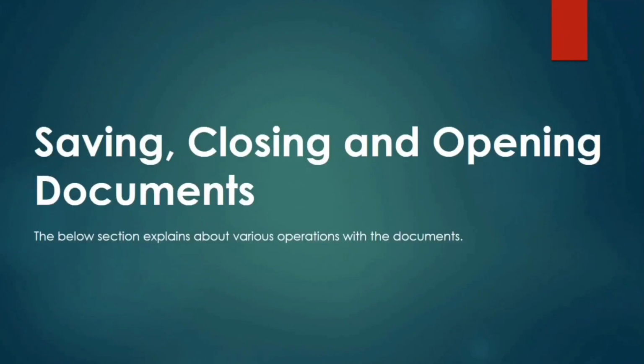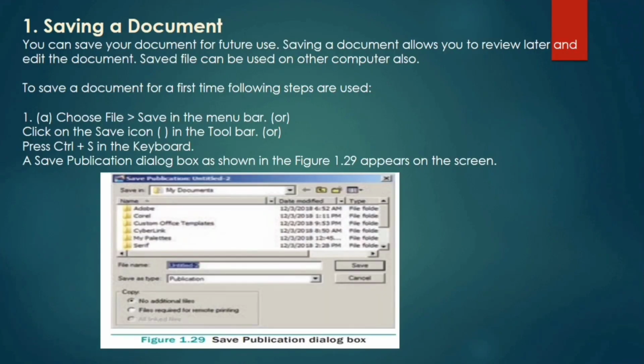Saving, closing and opening documents. The below section explains various operations with the document. So let's go. Saving a document. You can save your document for future use. Saving a document allows you to review and edit the document later. A saved file can be used on other computers also.